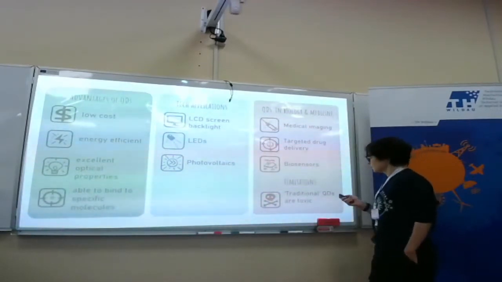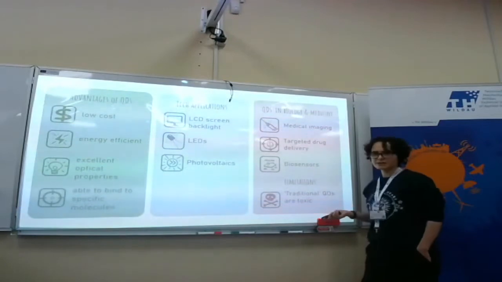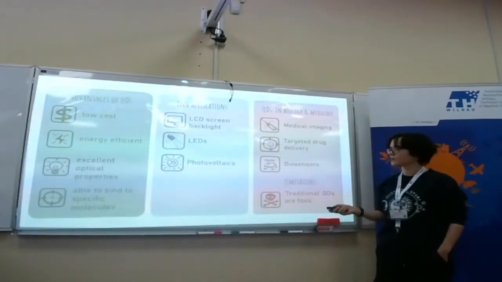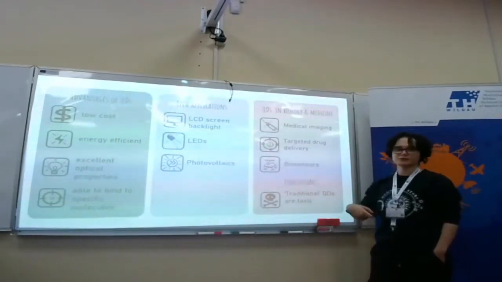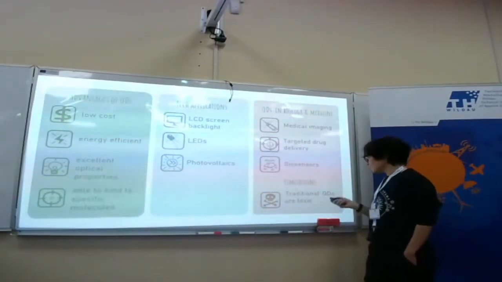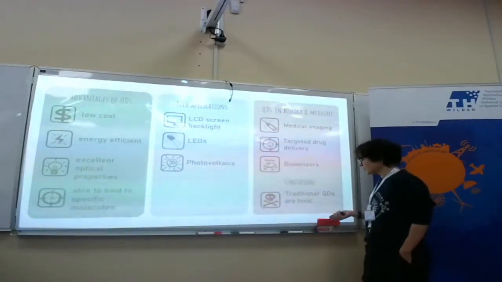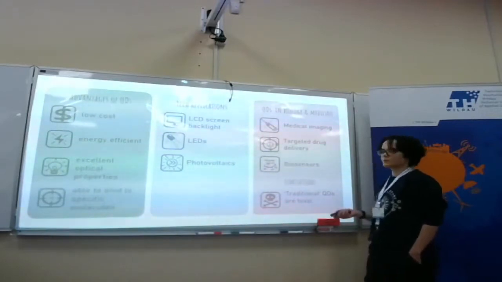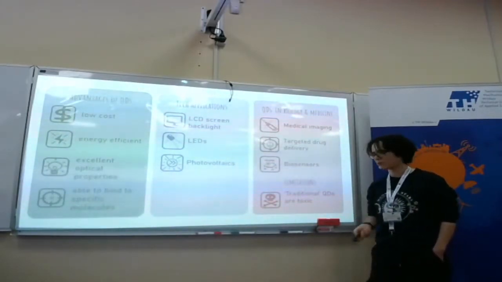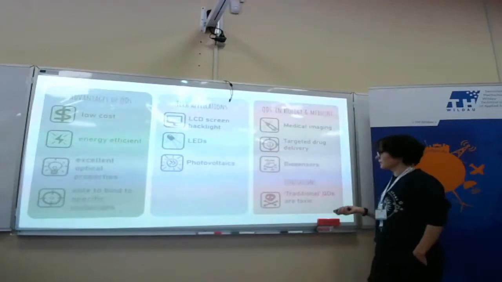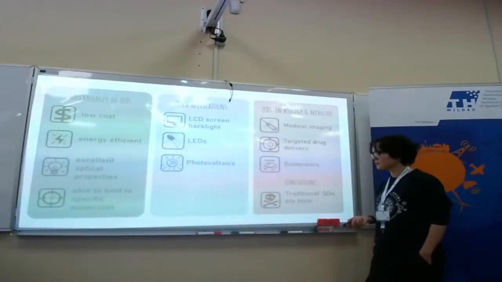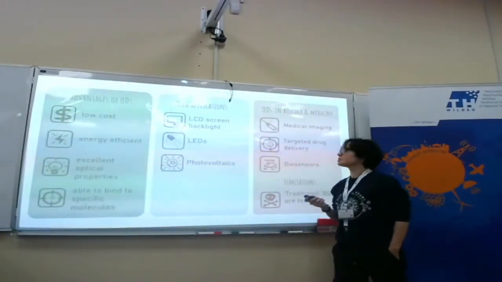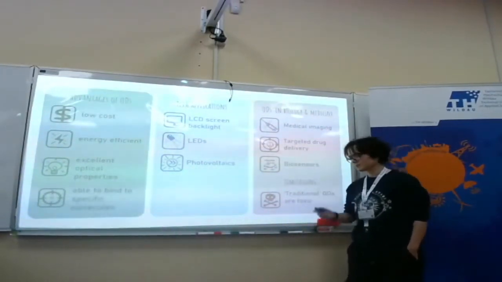Their main limitation is that they are very toxic. Traditional quantum dots are made from a cadmium telluride core, and cadmium is very toxic to humans. But there are other options available. Carbon is much less toxic, and quantum dots can also be manufactured based on carbon. I'm guessing that this will be the main type of quantum dots that will be researched and used in biology and medicine. Thank you for your attention.